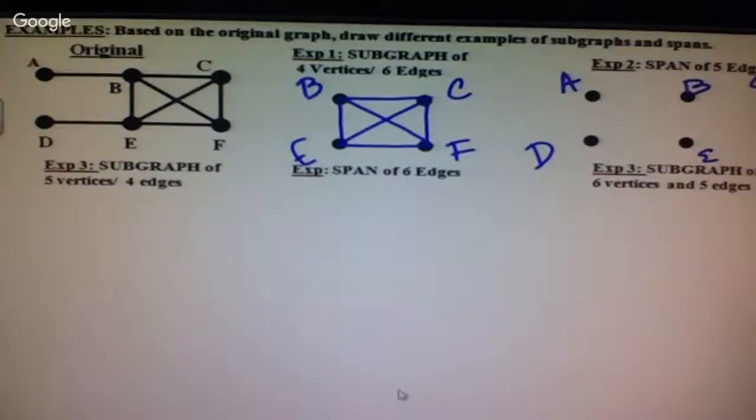What 5 edges would you like to use? A to B. B to C. C to F. E to F. And E to D.